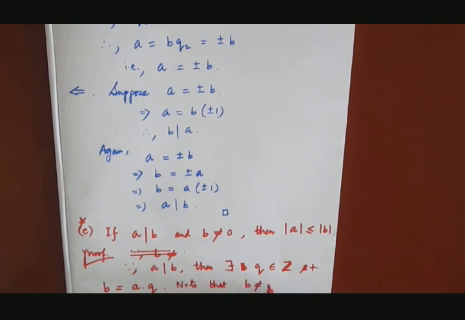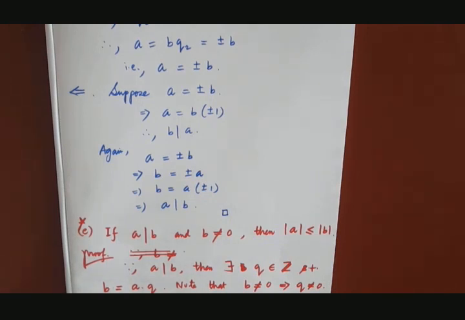B not equals to 0 implies Q not equals to 0. Why? Because if Q is 0, then B will be A times 0, and hence B becomes 0, which is not true. B is not 0. So since B is not 0, the Q cannot be 0. Clear? So now take modulus, because I have to take the modulus to get the proof. So modulus of B will become modulus of A times modulus of Q.